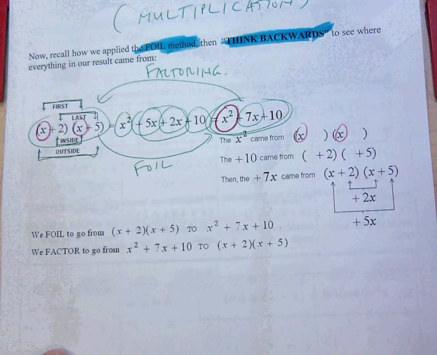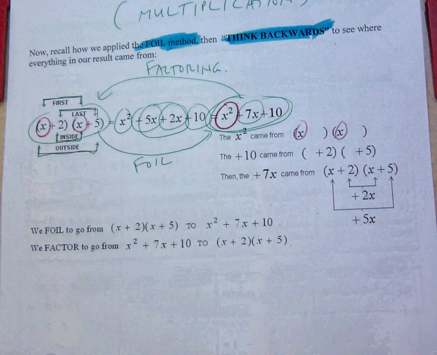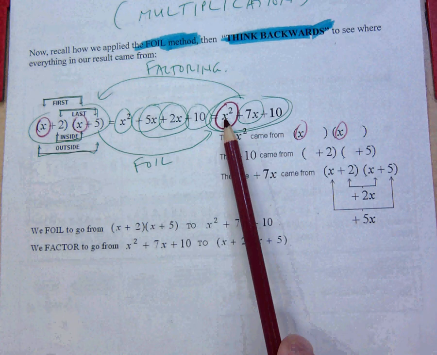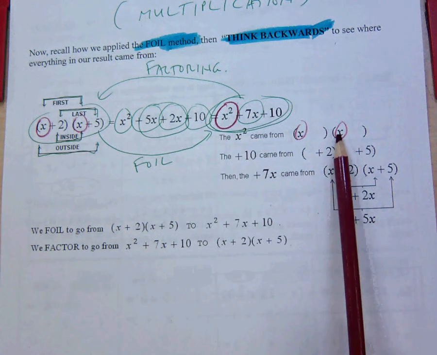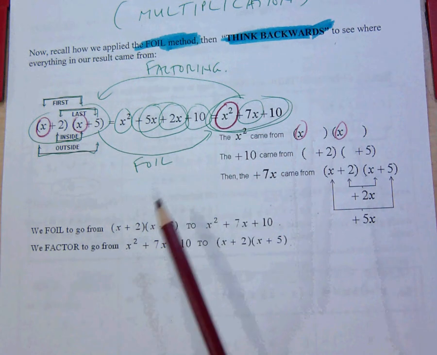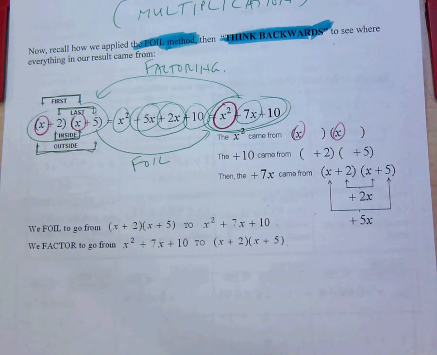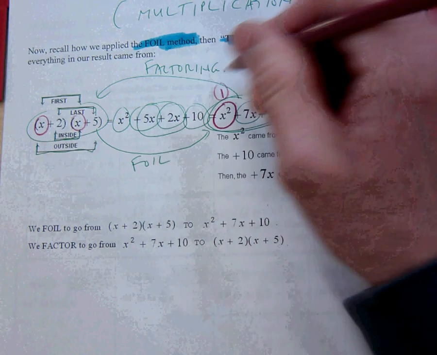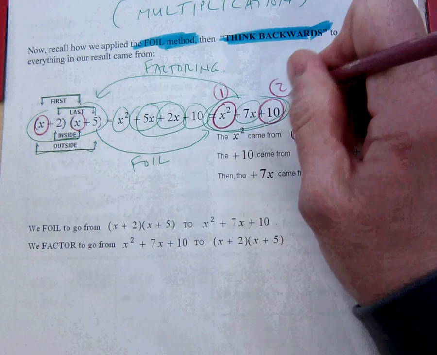Okay, so that's what we're going to do first. Just from our experience, if I see an x squared there, I'm going to put an x there and an x there. Again, I'm trying to create the binomial times the binomial. Is that clear? Okay? So that's the first thing you look at. The second thing you look at is that.